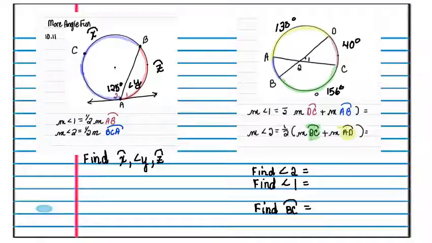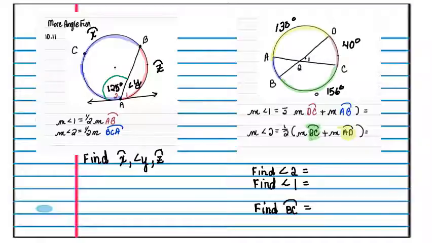So for more angle fun, we need to find arc X, angle Y, and arc Z. All right, so angle 2 here is 125 degrees.